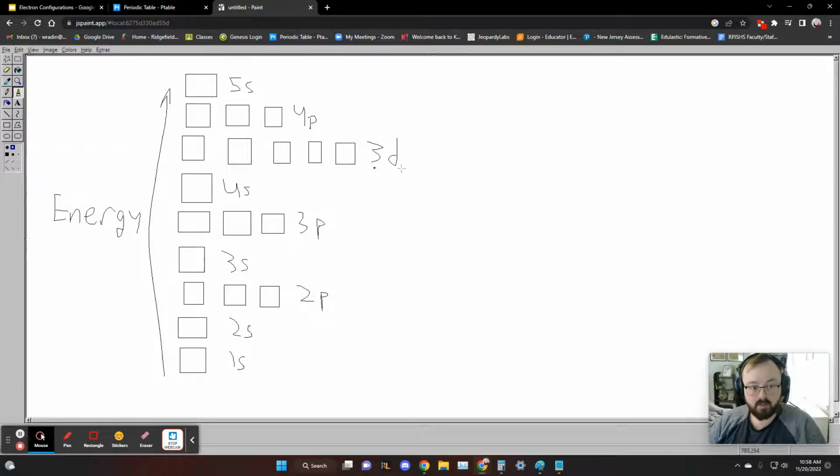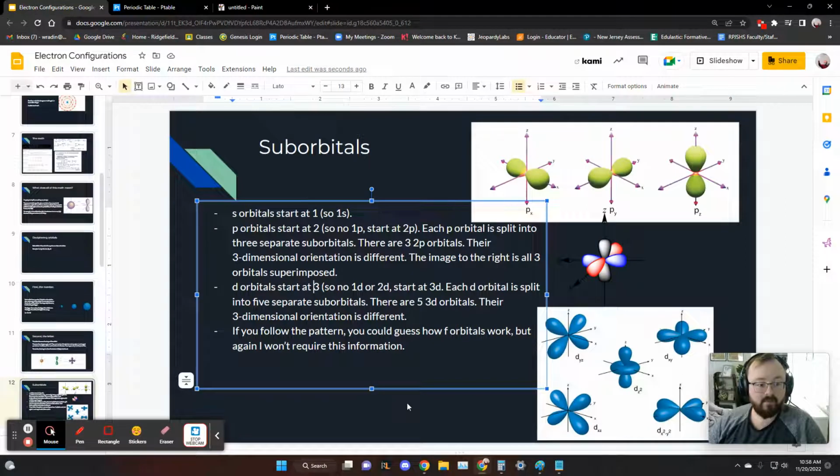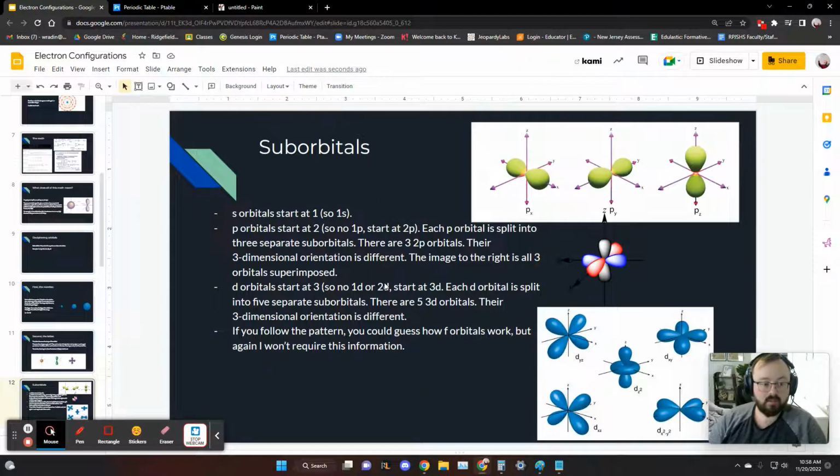Right here, we start right here at 3d. This is the first d orbital right here. There are 5 suborbitals in them. They look like this. Most of them, 4 of them, are this double clover. One of them is a peanut and a donut.